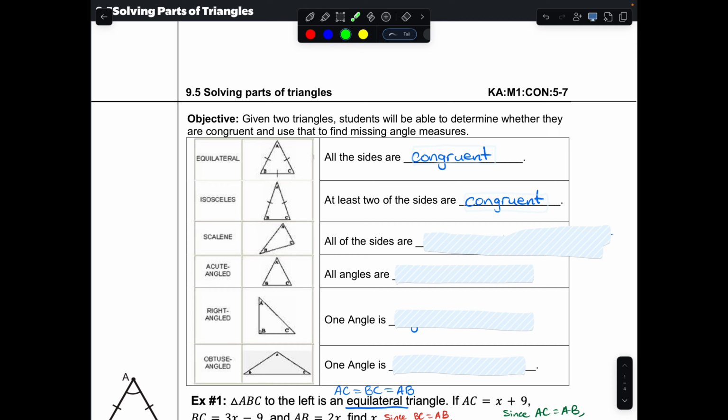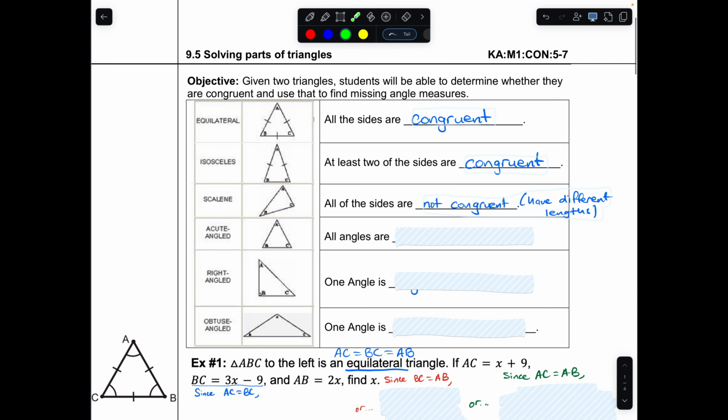sides are congruent. Scalene is when none of the sides are congruent. All three sides have different lengths. An acute angled triangle, often just called an acute triangle, is one in which all the angles are acute. All three angles in this triangle are less than 90 degrees.